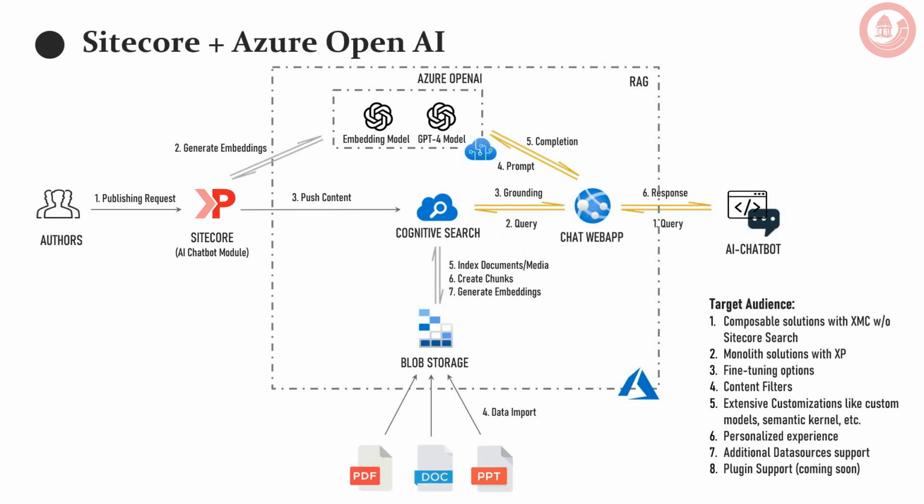And then the people who are looking for fine-tuning options, right? Because fine-tuning may not be available with the previous option. So if you want to do a lot of fine-tuning, you can go with this. And if you want content filters, if you want to make use of this Azure Content Safety Studio, then you can make use of this option. And if you want extensive customizations, like if you want to change how this web app works, you can go with this approach.